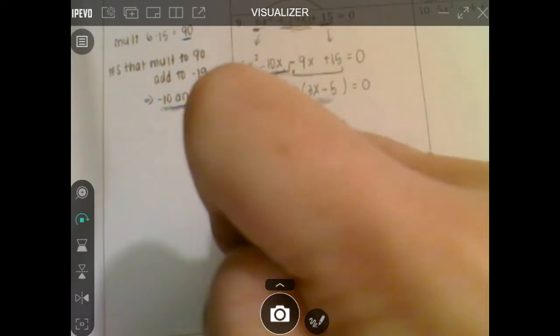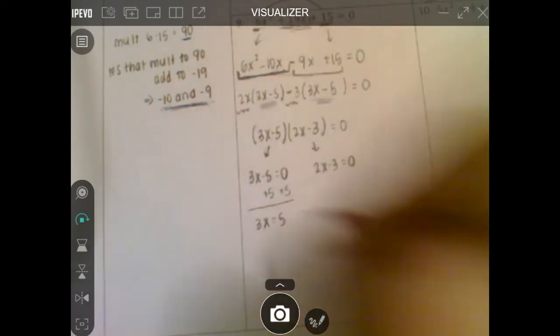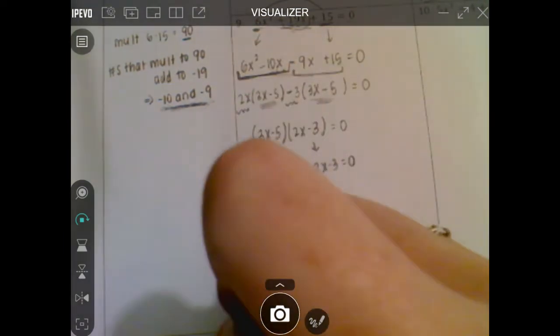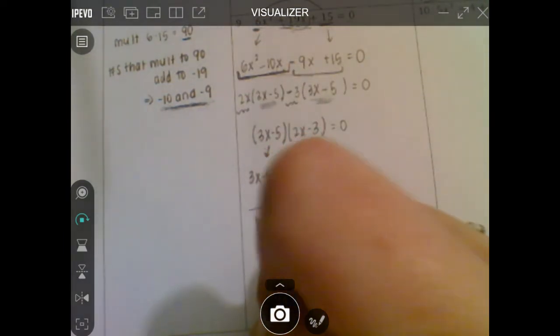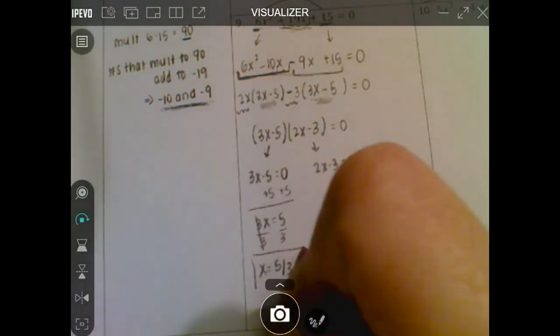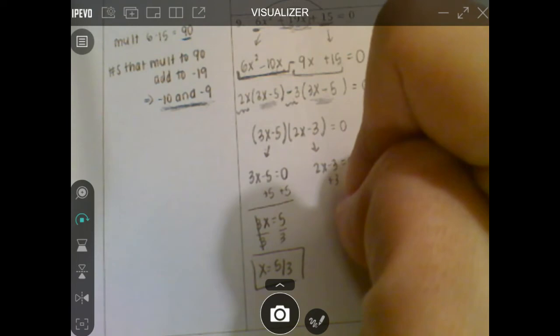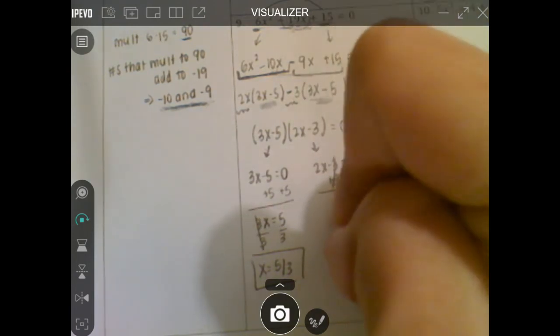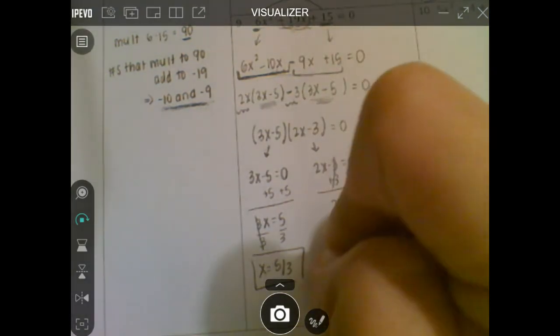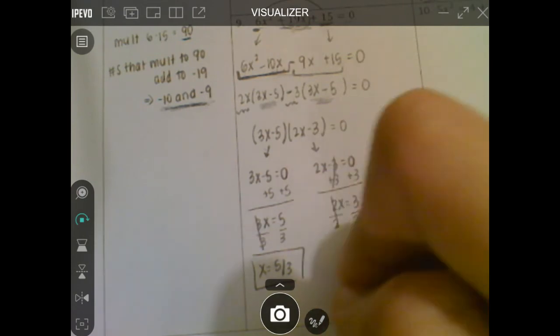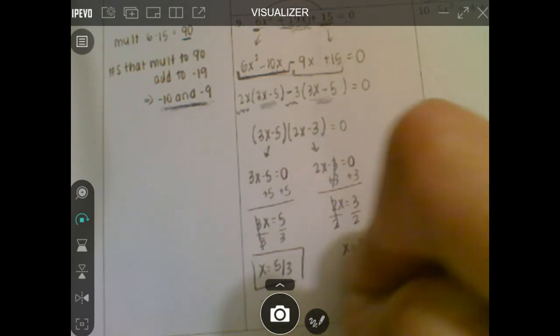So first one, I'll add 5. So I get 3x equals 5, and then I'll divide by 3. So x will be equal to 5 over 3 as my first solution. Second one, go ahead and add 3. I get 2x equals 3. Divide each side by 2. X is going to be equal to 3 over 2.